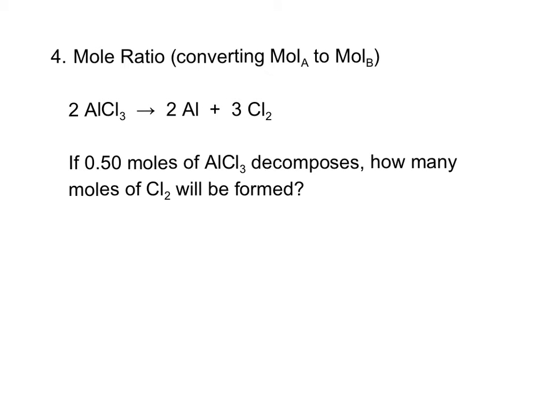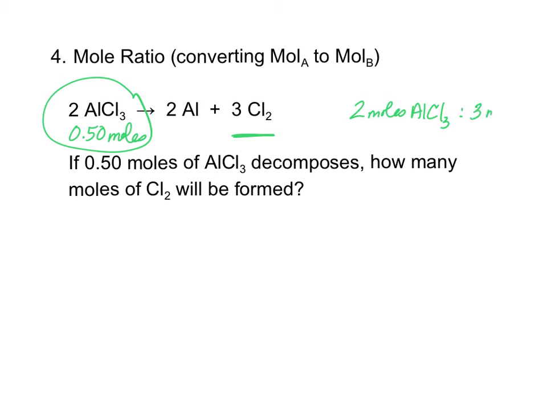Mole ratio. So you need a balanced equation to be able to get the mole ratios. And in this equation, we have aluminum chloride breaking down or decomposing into aluminum and chlorine. So we're starting off with 0.50 moles of aluminum chloride. And we're trying to figure out how many moles of chlorine is made. The mole ratio is 2 to 3. 2 moles of aluminum chloride to 3 moles of chlorine. So we have this 2 to 3 mole ratio. We are going to use that in this problem.